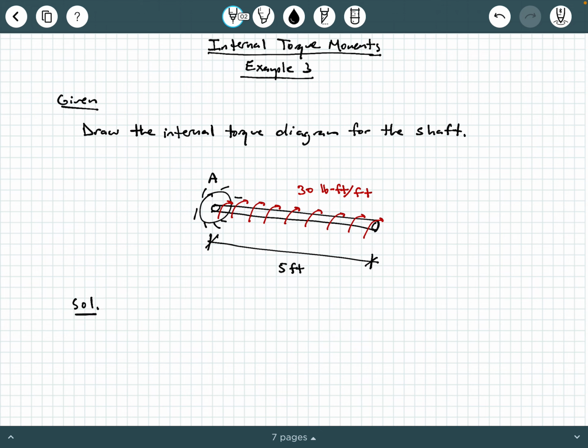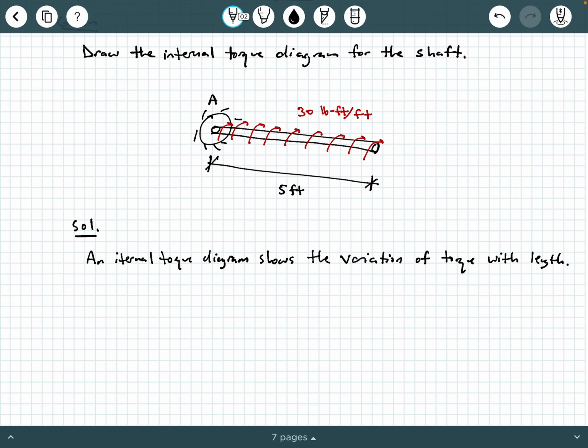Under solution, an internal torque diagram shows the variation of torque with length, okay? Now, the first thing we're going to need to get this going is the torque reaction at the fixed connection A.